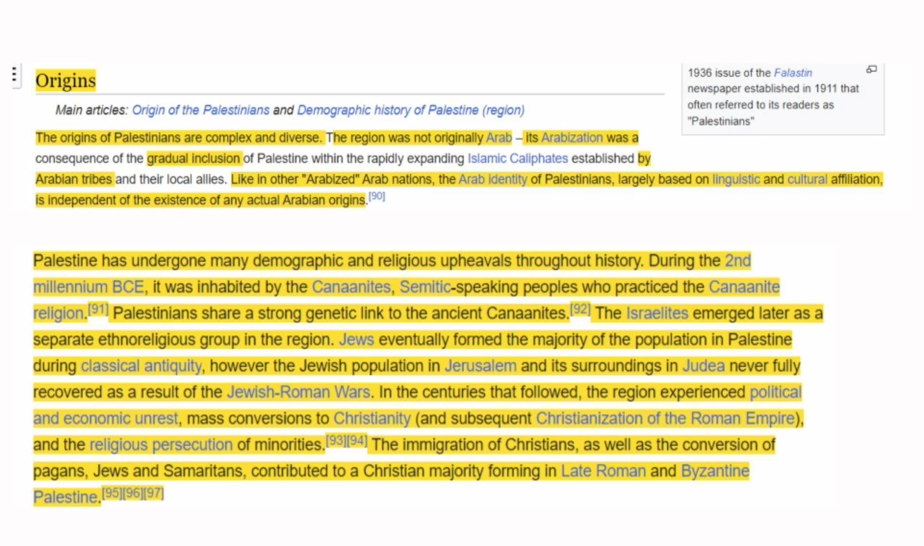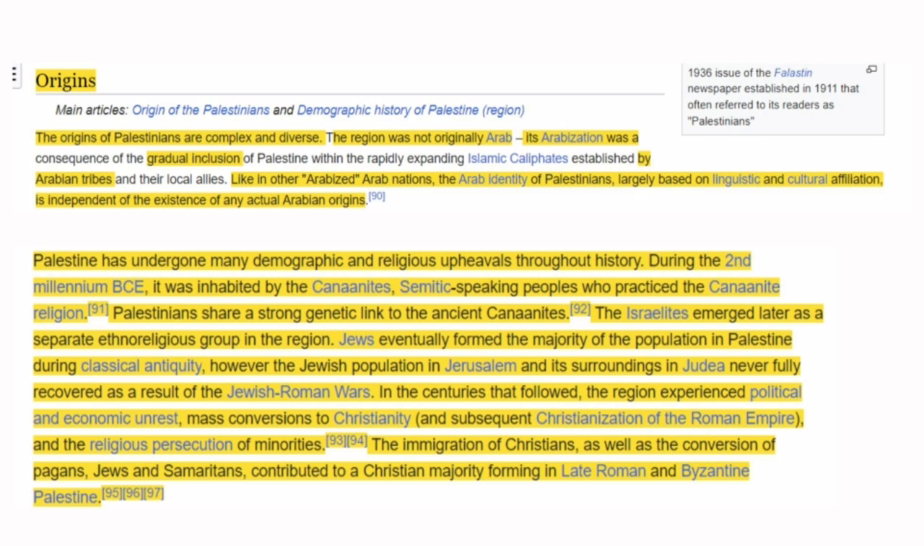Palestine has undergone many demographic and religious upheavals throughout history. During the second millennium BC, it was inhabited by the Canaanites, a Semitic-speaking people who practiced the Canaanite religion. Their language might have been Semitic or Shemitic, but the Canaanites were actually Hamitic, or Hamites. Palestinians share a strong genetic link to the ancient Canaanites. Some Palestinians can trace their lineage back to the Canaanites, a modified version of the Canaanites.